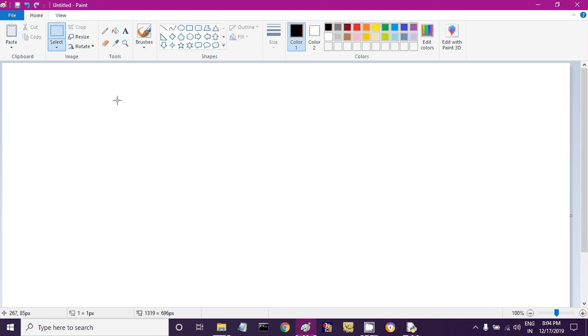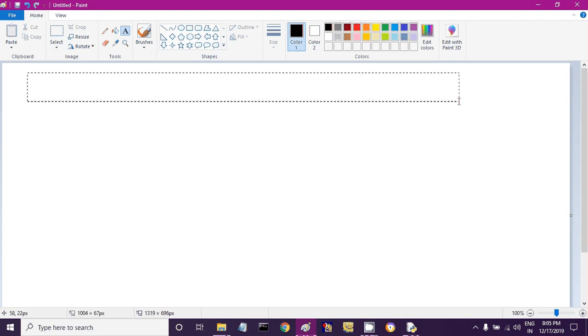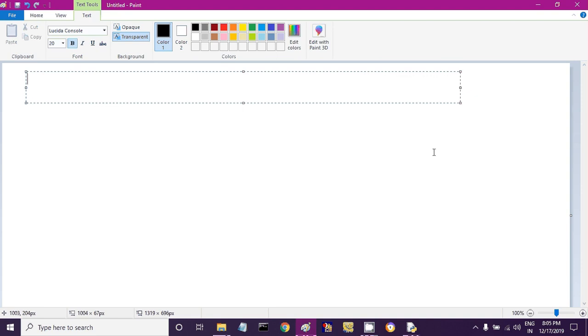Write an algorithm to find the difference between two numbers. That means we are given two numbers. We should know the difference between them.